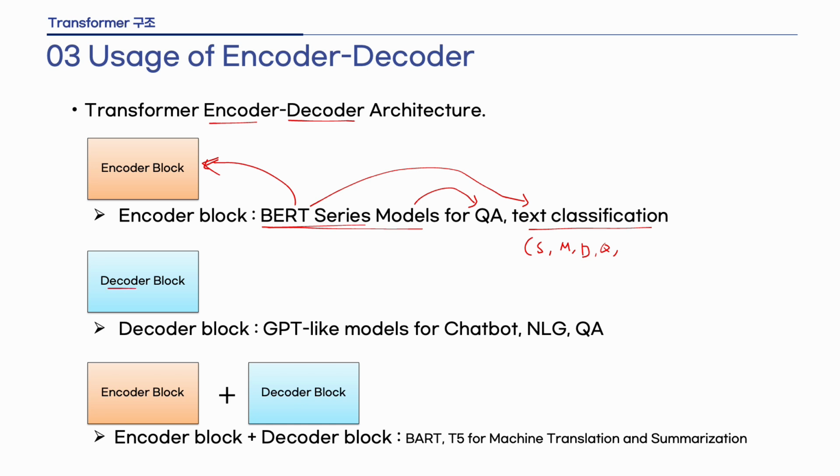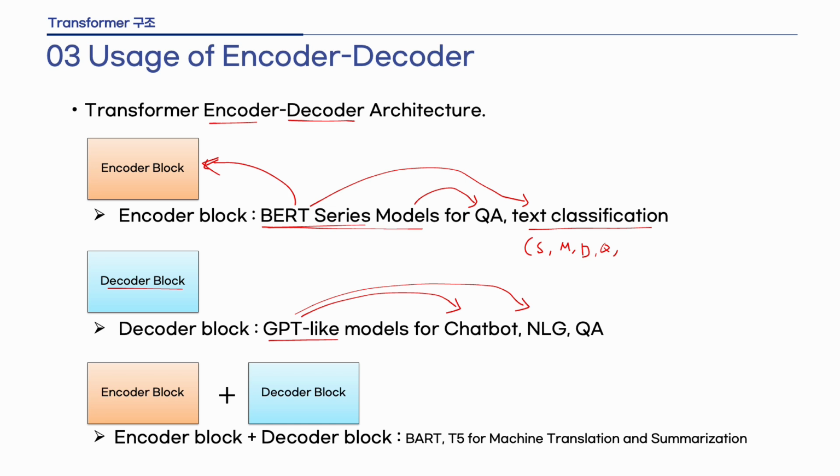The decoder block has become famous recently. It has been used for GPT-like models, and GPT-like models are generative models, so they have been applied to chatbots, natural language generation systems, information extraction, question answering, ChatGPT, Bard and so forth.